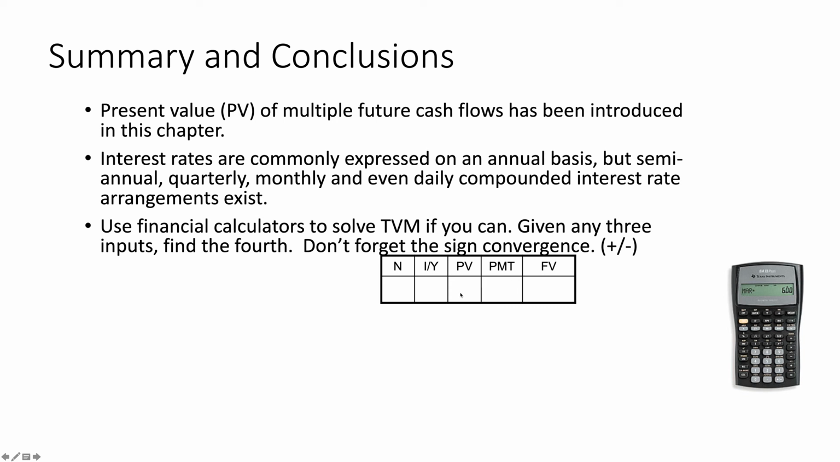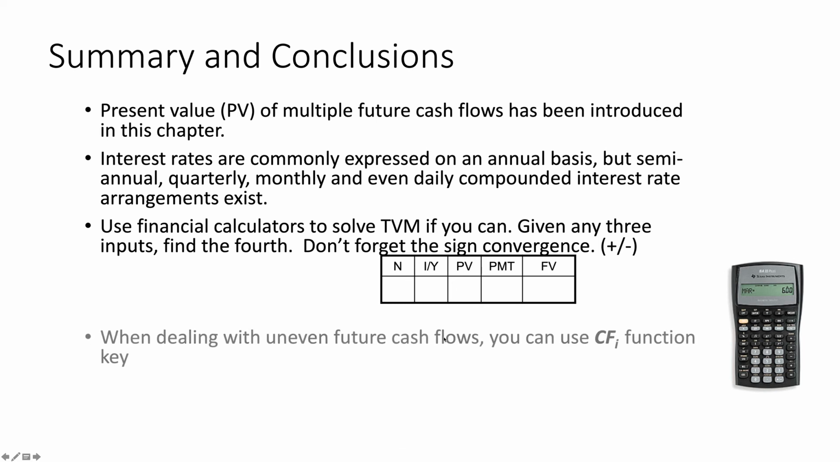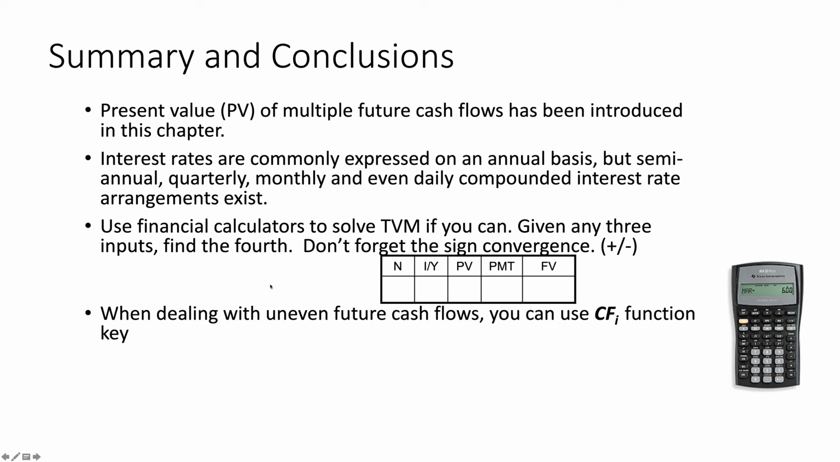Now, when you're dealing with even cash flow, like a constant mortgage payment, you can use PMT. But if the future cash flow is uneven, not level, in that case you have to use the CF key, right? For the time being, I'm going to emphasize the even cash flow part. Most of my exercises ask you to calculate using the TVM function, particularly loan calculation. We will do that.